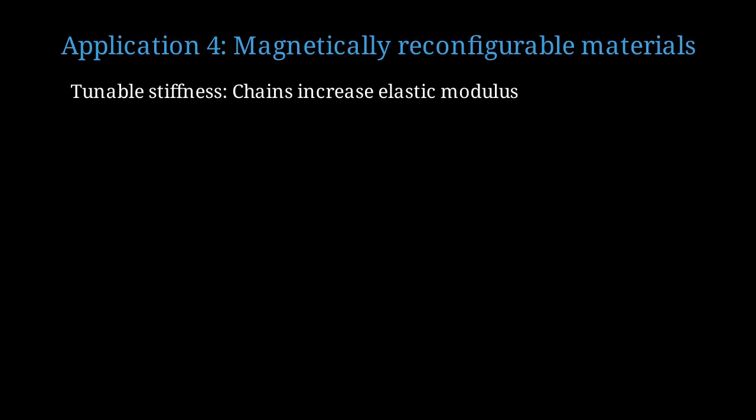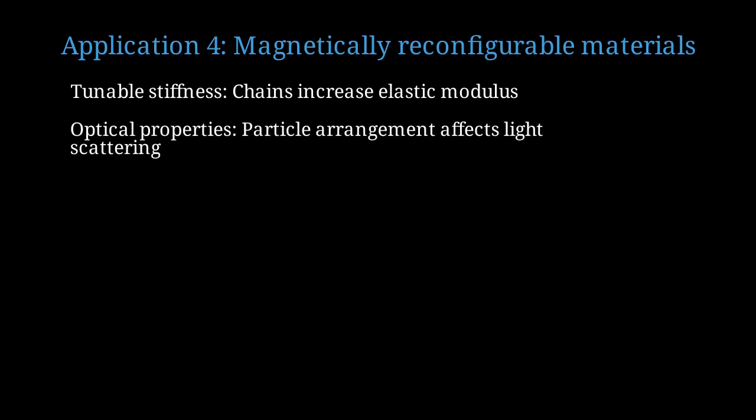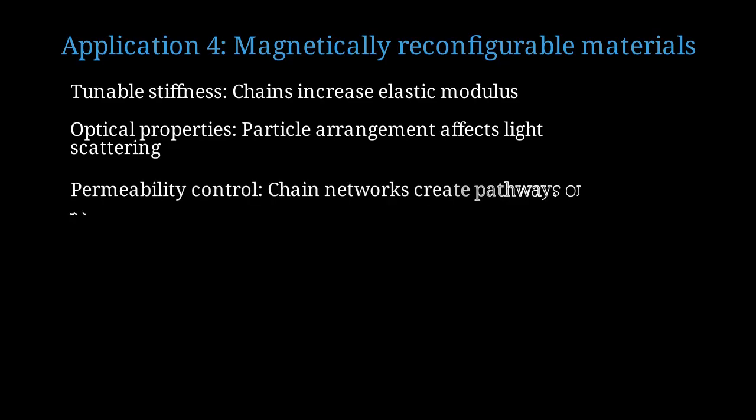Application 4. Magnetically reconfigurable materials. By controlling particle assembly, we can create materials that change properties on demand. When particles form chains aligned with a field, the material stiffness increases dramatically. Removing the field softens the material again. Particle arrangement also affects optical properties. Aligned structures create anisotropic scattering, enabling tunable photonic materials. For membranes and filters, particle chains can create permeable pathways or impermeable barriers, allowing dynamic control of molecular transport.